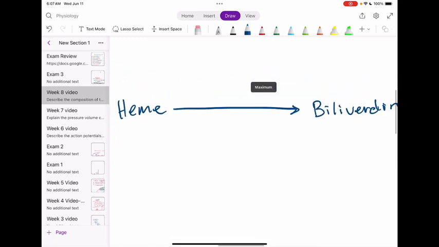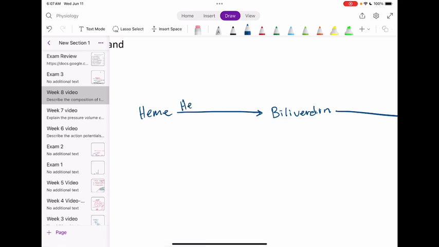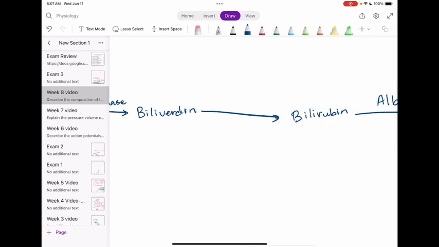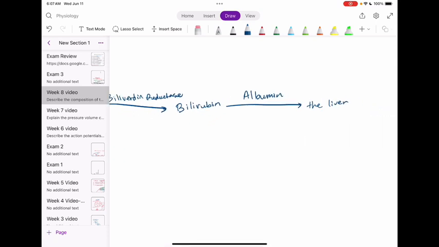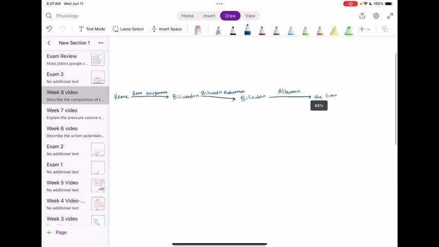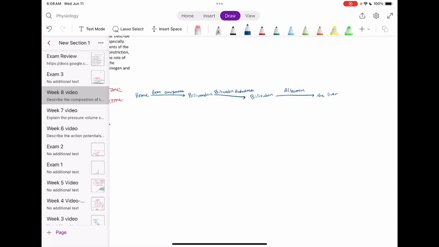So this is through a process called heme oxygenase. Biliverdin gets turned into bilirubin through biliverdin reductase. All right. So the process works.